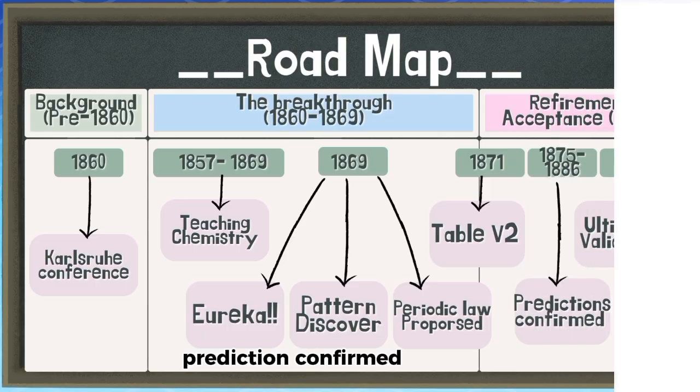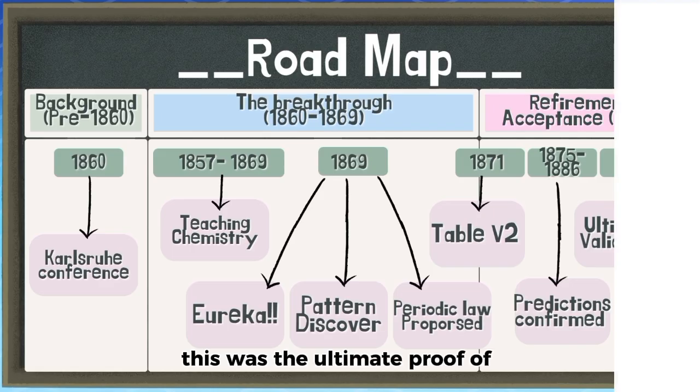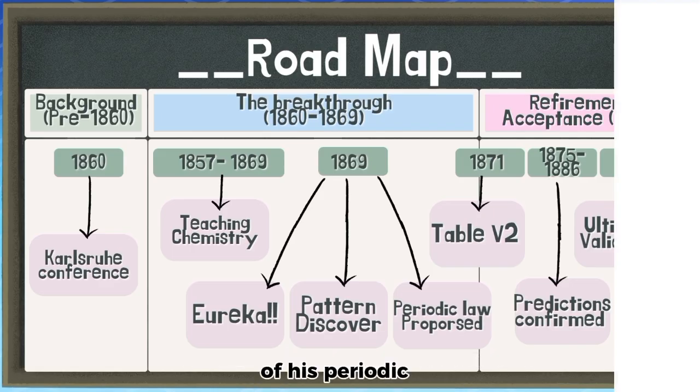Prediction confirmed, 1875 until 1886. This is what made Mendeleev famous. He described the properties of missing elements in detail. The subsequent discoveries of gallium, scandium, and germanium matched his predictions almost perfectly. This was the ultimate proof of the power and accuracy of his periodic law.